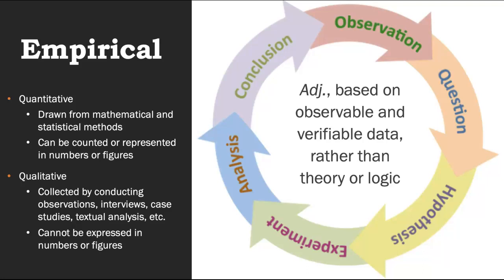whereas qualitative are the types of research that include perhaps interviews or case studies, types of analyses or observations. So of course these types of research cannot be expressed in numbers, but it is important to note that empirical research can be both or either quantitative or qualitative. And that's not to also say there may be some that include both quantitative and qualitative data.